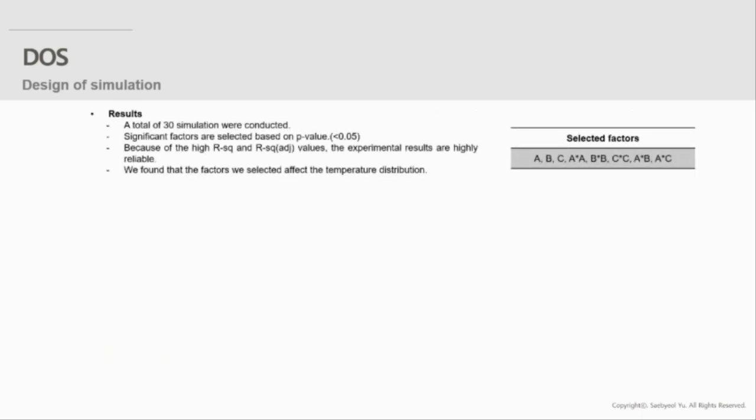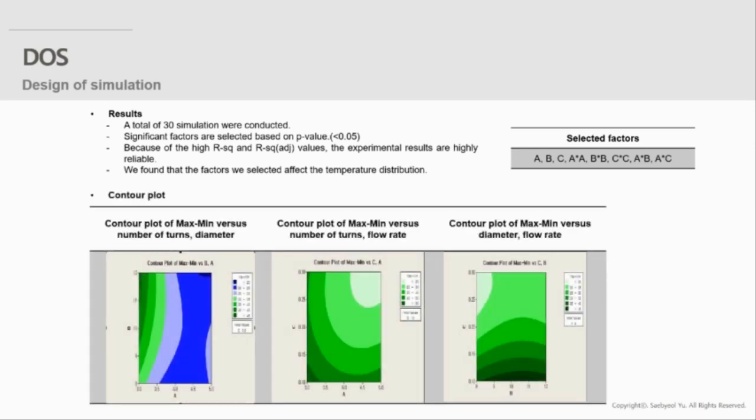A valid factor was selected based on the p-value, and the reliability of the experiment was judged, and the experimental result is reliable. The selected factors are shown in the table on the right. Contour plots can be used to examine the relationship between the response variable and the two predictors. Looking at the results, it was found that the diameter did not significantly affect the result value, indicating that the contour diagram is driven by the flow rate.